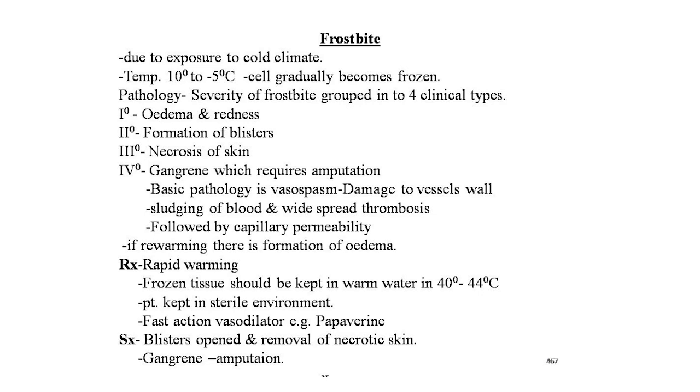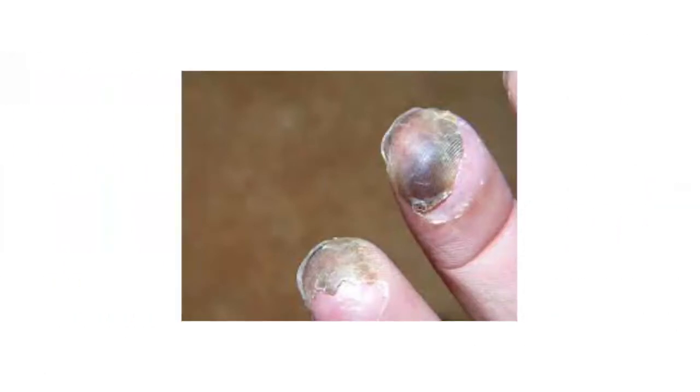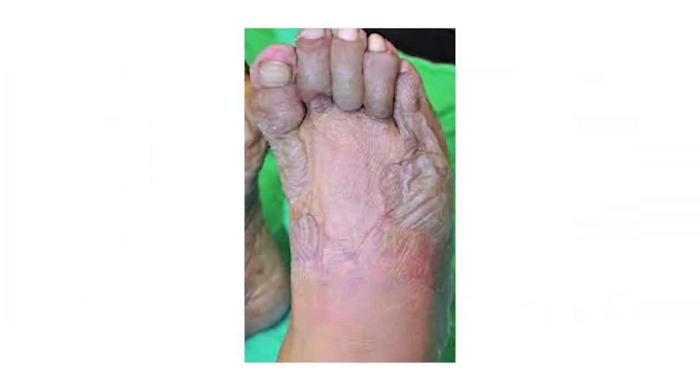If thrombosis is the major problem, heparin or dextran may be used to lessen the degree of small vessel thrombosis. Now dear students, here is the image of frostbite on the pulp of the fingers, exposed to severe cold temperature. This is another image of frostbite on the foot.